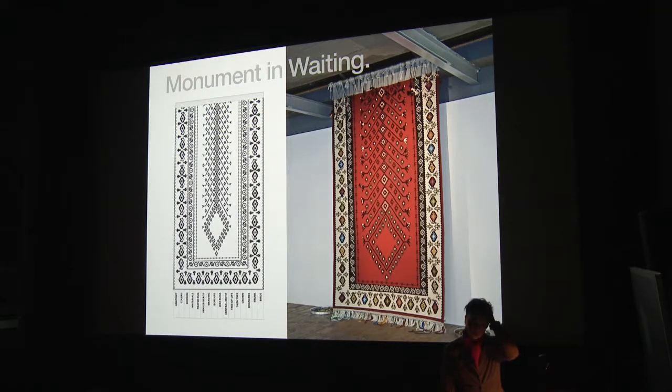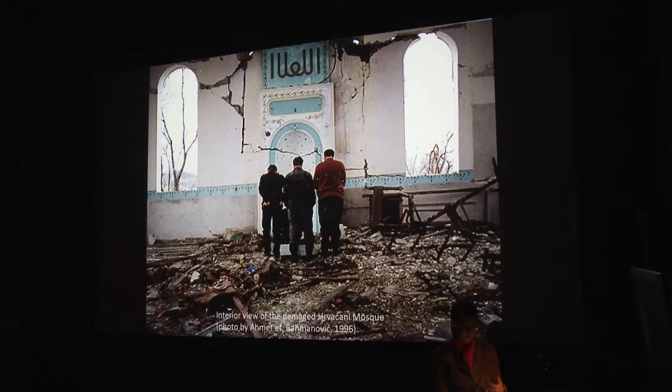So this is a project called Monument in Waiting. It's a carpet hand woven by victims of war, and the pattern is a kind of transformed pattern of traditional Bosnian iconography into a pattern that tells a story. So let me give you a little bit of background to this.